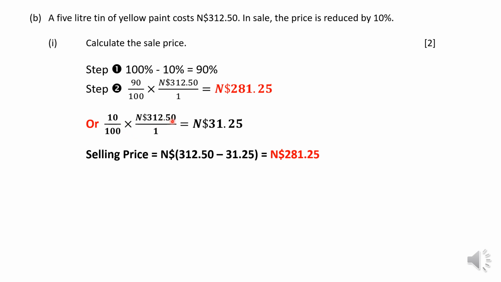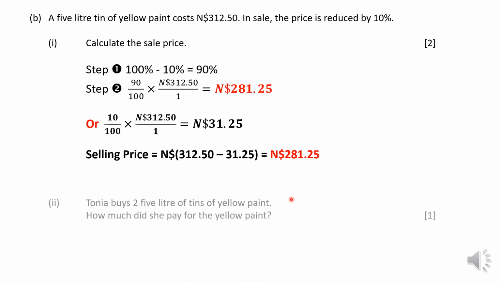They find 10% of 312.5. A lot of times students leave the answer like this, but you are looking for the selling price, not what the price was reduced by. And you get $281.25. So just make sure, whatever method you use, that you answer the final question.